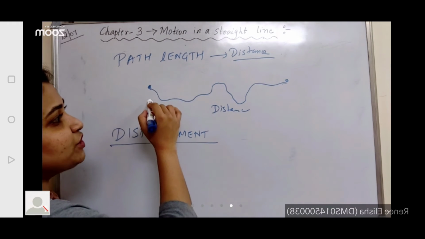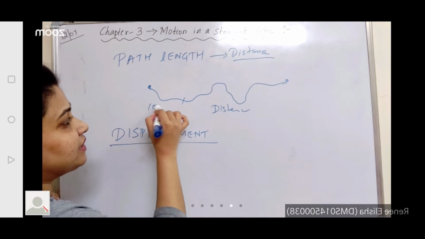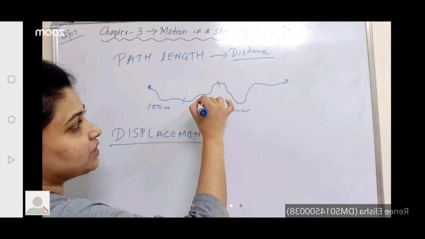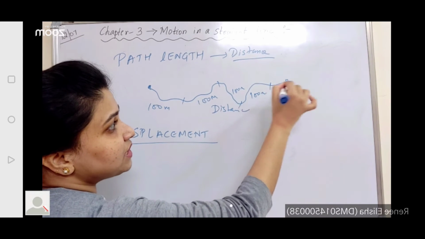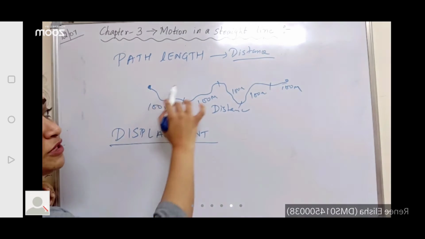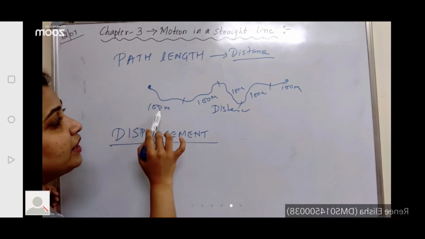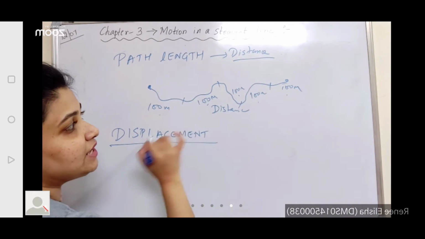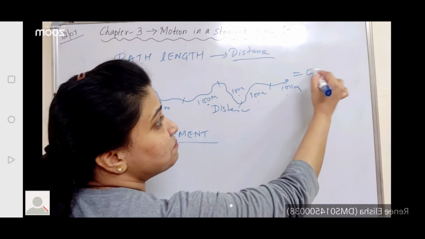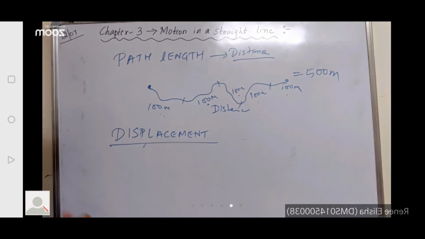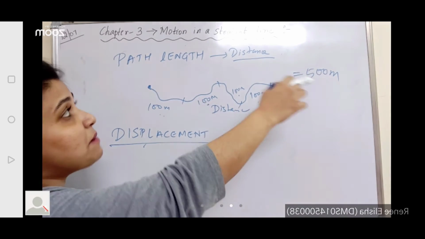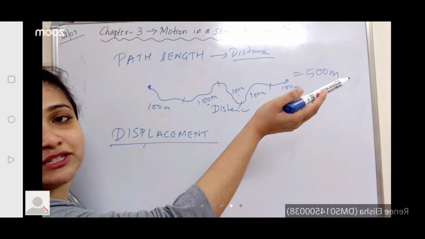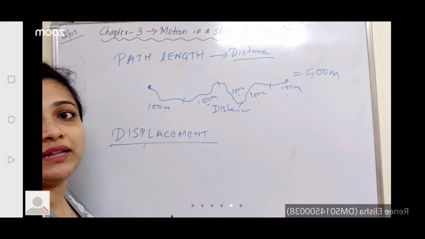So if this object is traveling from here to here, that is 100 meters, then here again 100 meters, then again 100 meters, then again 100 meters, and again 100 meters. So how much path length has it traveled? Complete distance: 100 plus 100 plus 100 plus 100 plus 100, that is 500 meters it has traveled. So the length of the entire path of the object is called path length, and it is also called distance. Distance and path length are the same.